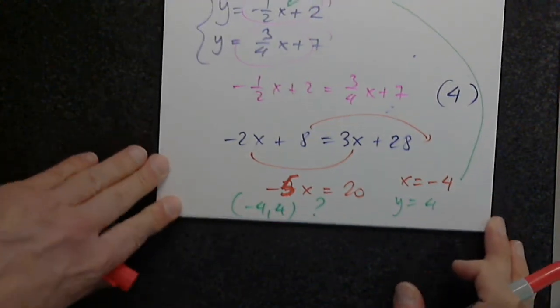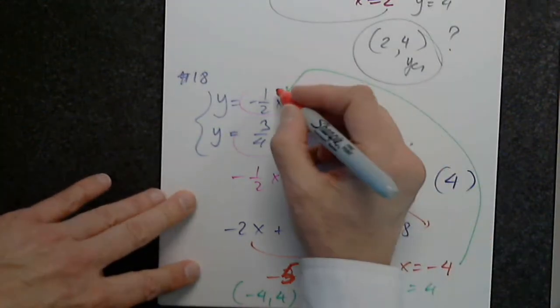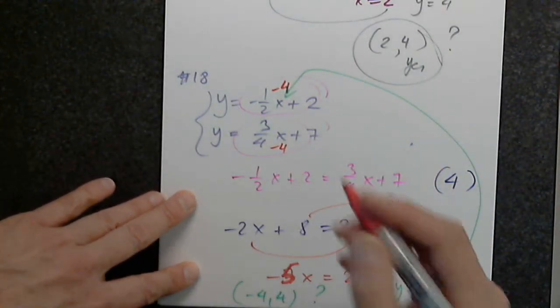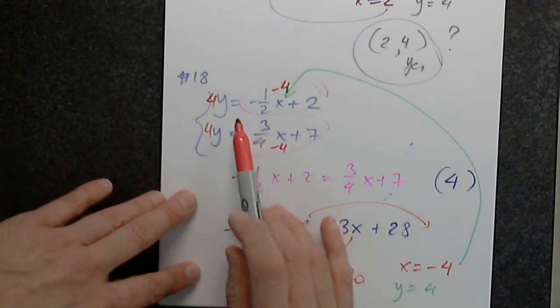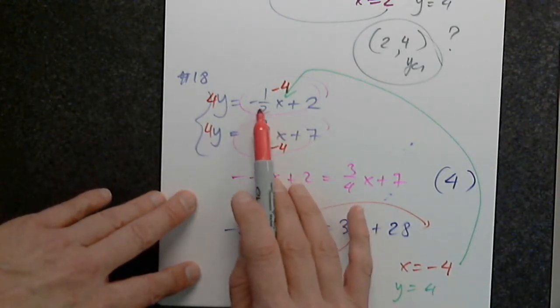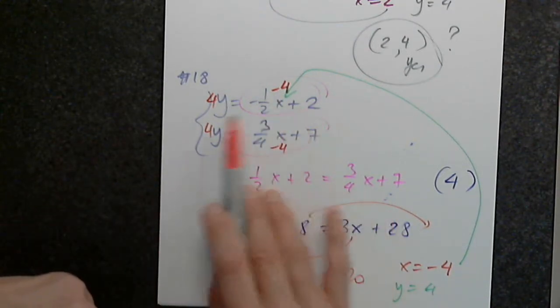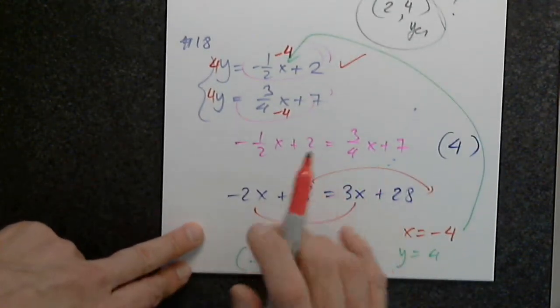Plug it in the original problem. So where I see x, I write negative 4. Where I see y, I will write 4. I already know that this is true. Negative 1/2 times negative 4 is 2, and 2 plus 2 is 4. We checked that. Now let's check the other one.